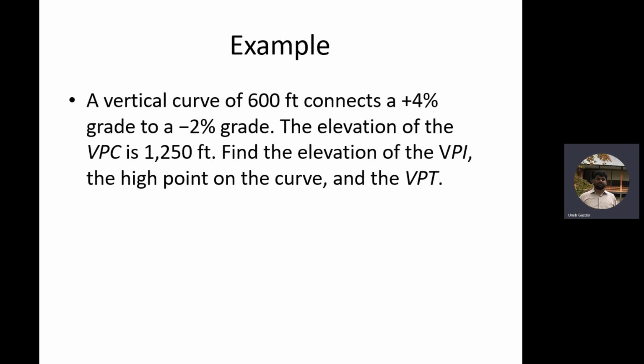First of all, which type of curve is it? Crest vertical curve. Okay. G1 is 4%, G2 is minus 2%. What is 600? The length. And I have VPC elevation 1250 feet.